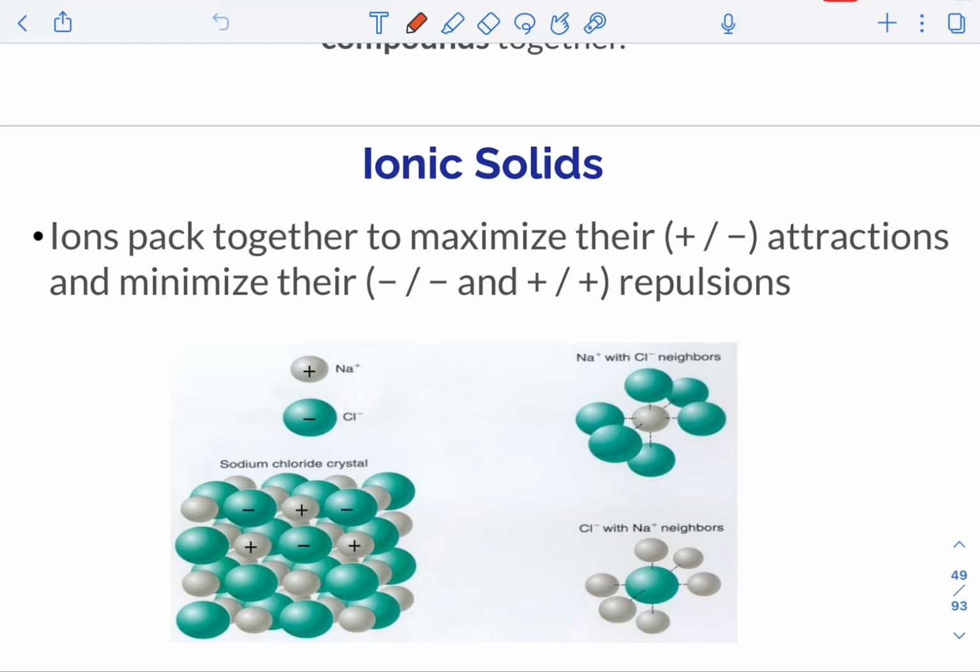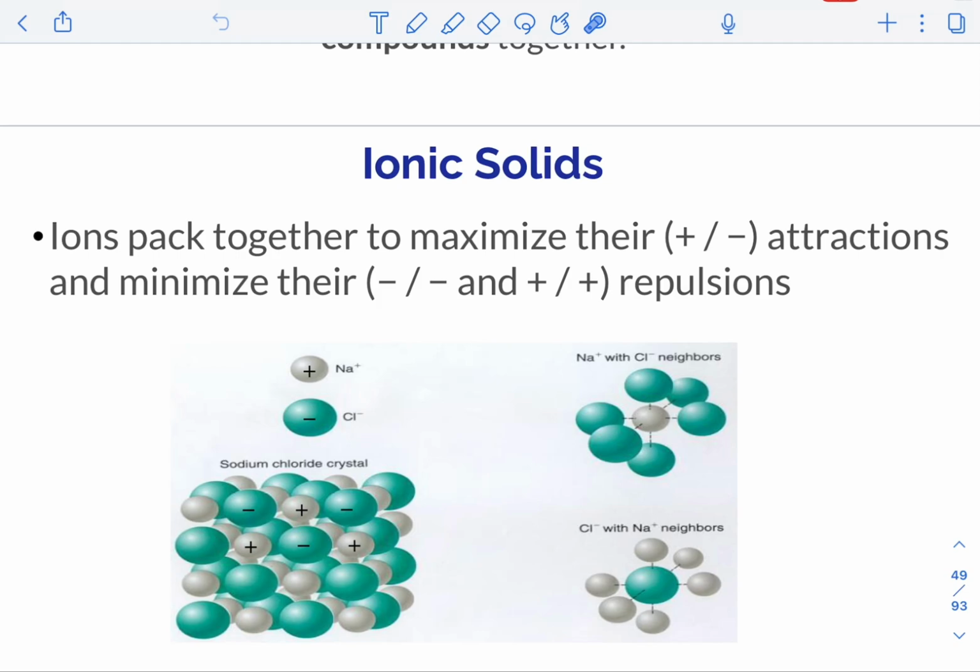One of them is that the positive and negatives will always be surrounding each other. And you can see here in this little box, the negatives are bigger and the positives are smaller, and that's always going to be the way they're represented. Positive ions are always going to be the smaller of the two. So we always have a positive surrounded by a bunch of negatives. You'll also see that they pack as close as they can.